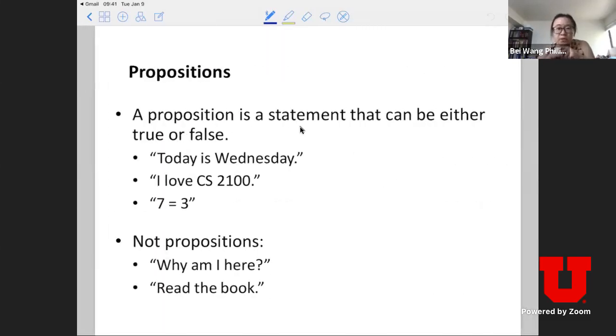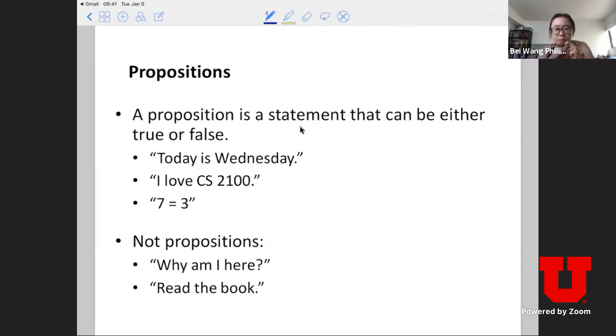All right, so what is a proposition? A proposition is a statement that can be either true or false. For example, today is Wednesday. Well, today is Sunday, which is when I recorded this video. So this statement is false. I love CS2100. All right, this can be either true or false. 7 equal to 3, this statement is false.